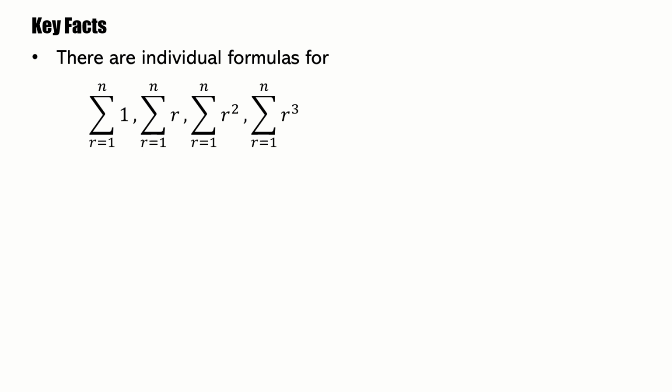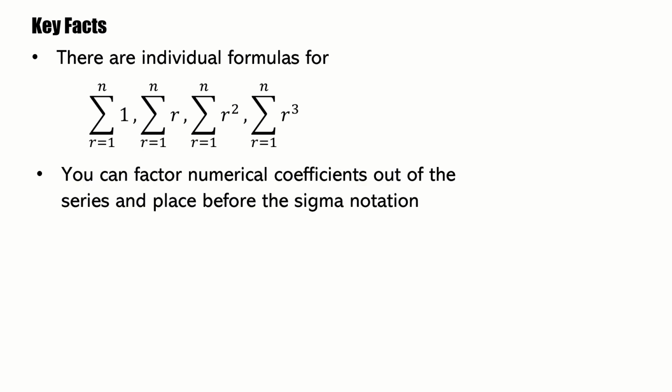Another key fact that's going to be really helpful and useful is, basically, if you have a coefficient in front of any of the algebra inside the nth term part of our series, then you can factor that out the front in front of the sigma notation. So an example for that would be to say if we are finding the sum from r equals 1 to n for 5r squared, we can see there's that coefficient of 5, and then we can move that out the front of everything. To make it easy. The reason we do that is because then we know we can just sub in the formula for the sum from r equals 1 to n of r squared.